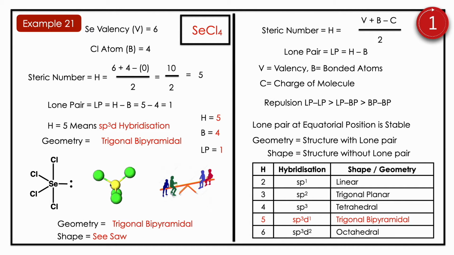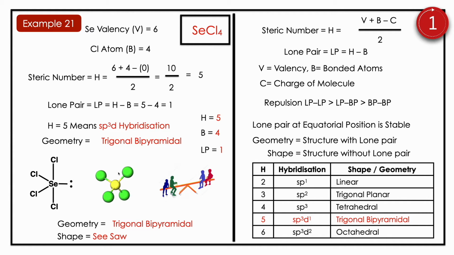Then let us look at example 21. Selenium tetrachloride. Selenium is from the oxygen group, which is the central metal atom here. Valency is 6, bonded atoms are chlorine, which is 4. So steric number will be H equals 6 plus 4 minus 0 whole divided by 2, which gives 10 by 2 gives 5. So lone pair will be H minus B, which is 5 minus 4 equals 1.